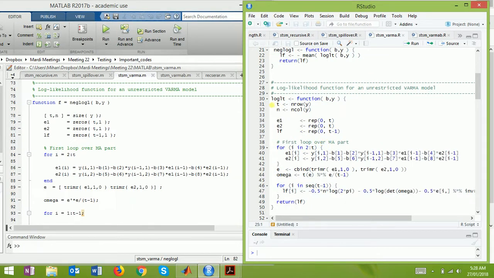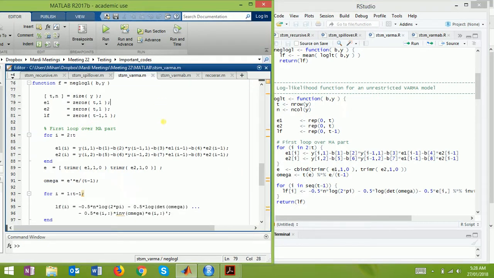Then we move into logLt. The logLt function of theta starts from here. So t is equal to the number of rows of y, n is equal to the number of columns of y. We will have to loop over e1, v1, v2 and lf. Here v1 and v2 matter because besides estimation we need this to compute the likelihood ratio test. So we are testing for each of the parameters.